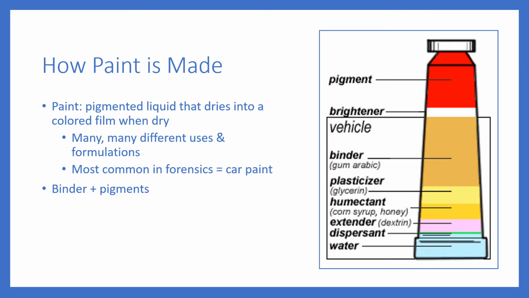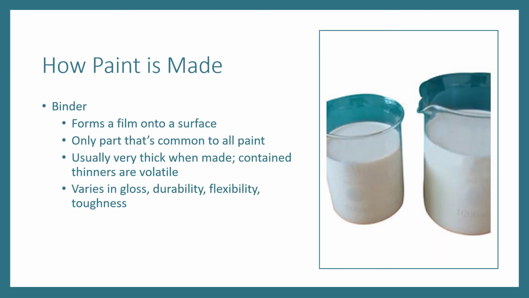The binder is what's going to help the pigment stick. So the binder will form a film onto a surface. This is common to all paint. Different types of paint might have additional stuff, but they all have binders, and most of them have pigments. Usually the binder, when it's originally manufactured, is very, very thick. In commercial sale they often come with a fair amount of thinners so that you can stretch it and so that it has the right consistency for the project you'd be working on. The thinners are volatile, and so the thinners will evaporate.